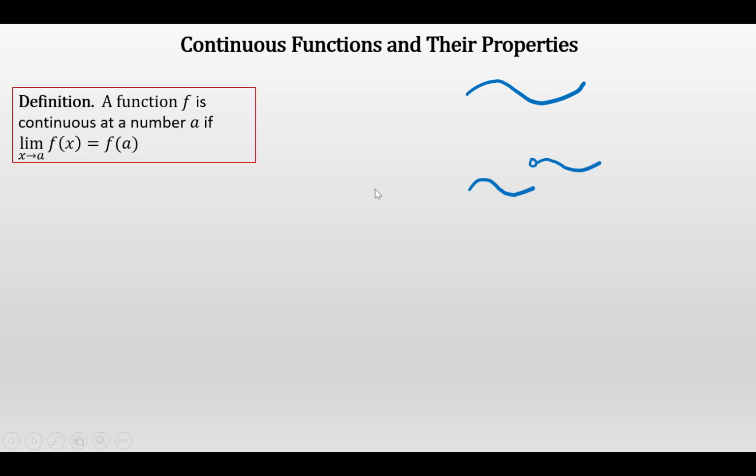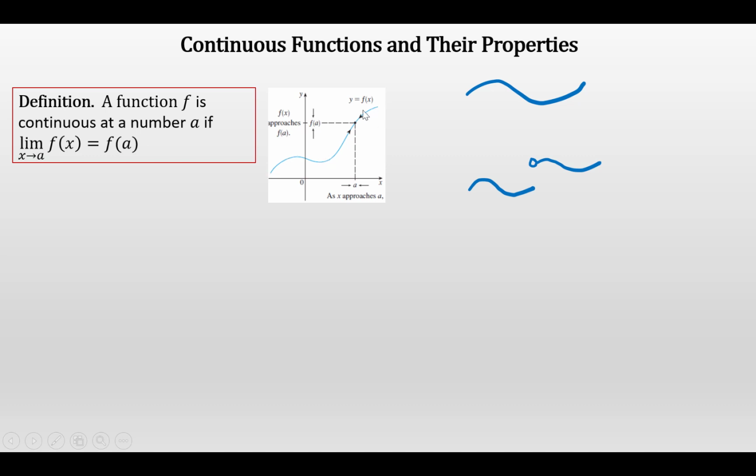However, it is by no means easy to define what a continuous function is. Mathematicians actually debated on this for many years. But here is the formal definition. A function f is continuous at a point a if the limit of f(x) as x approaches a is equal to f(a). Let's take a look at a graph.